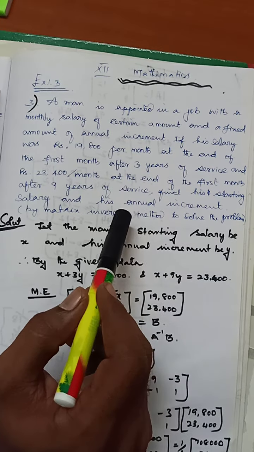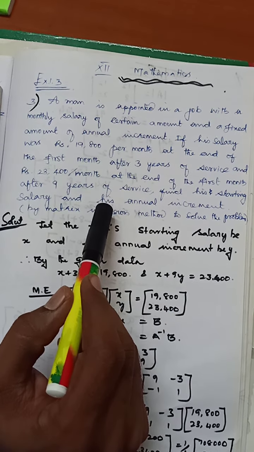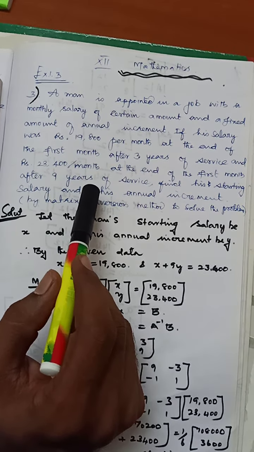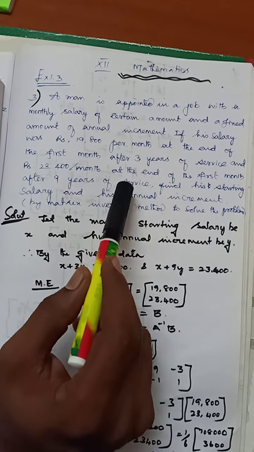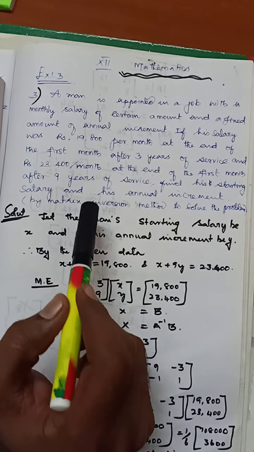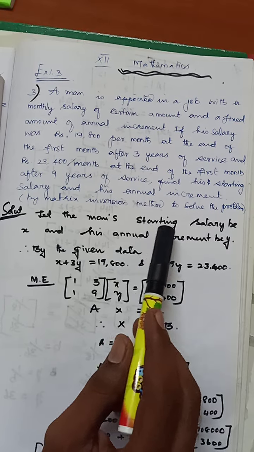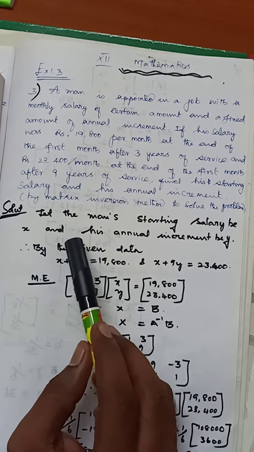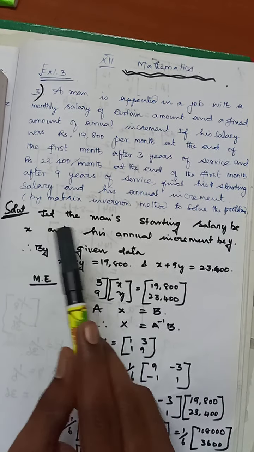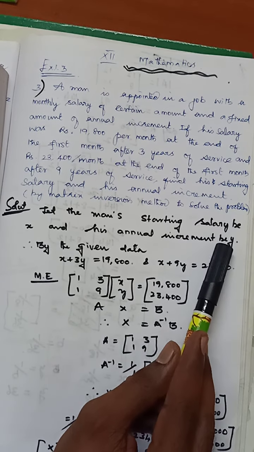So what you have to do, first you read the question 2 times, then only you can understand what is given and how we can frame the equation. First of all you should know how to frame the equation. So how can I frame the equation? Let the man's starting salary be X and his annual increment be Y. I am taking salary as X and annual increment as Y.